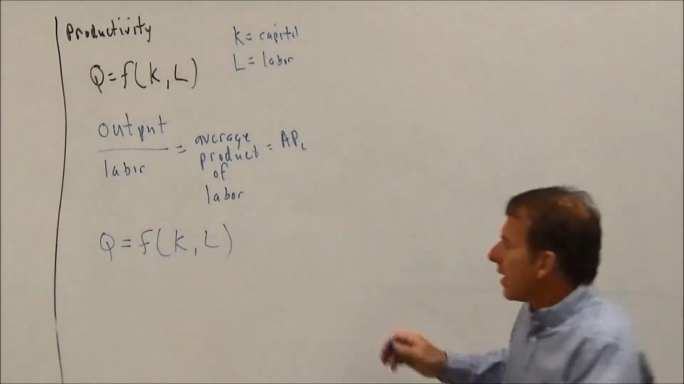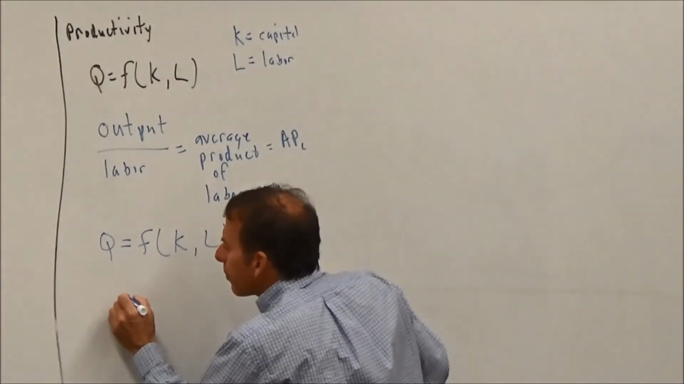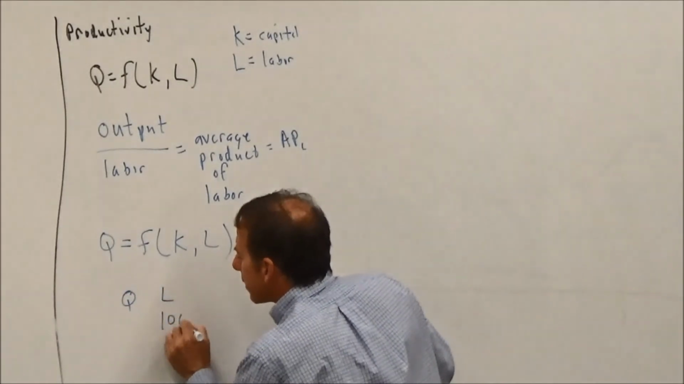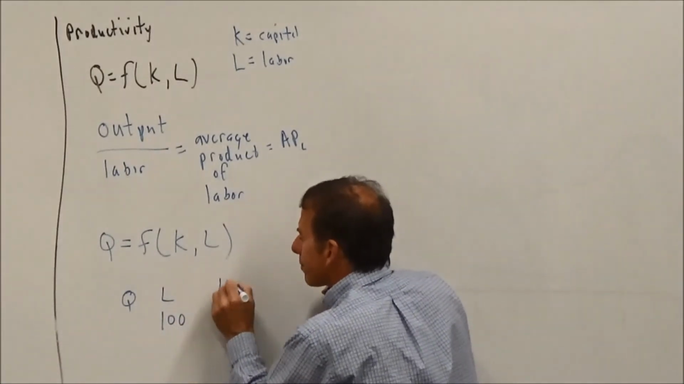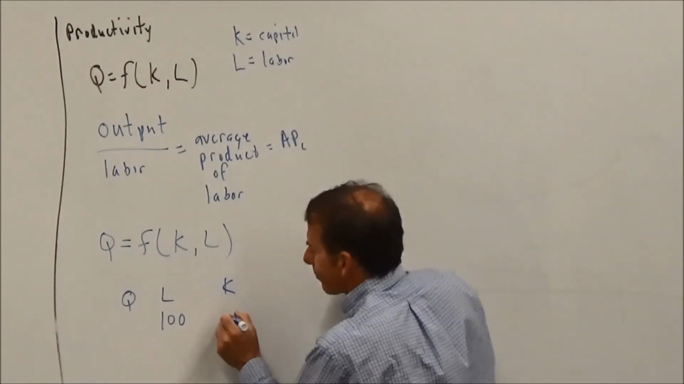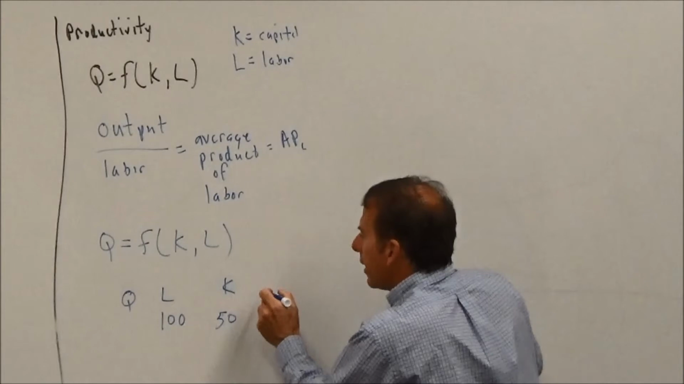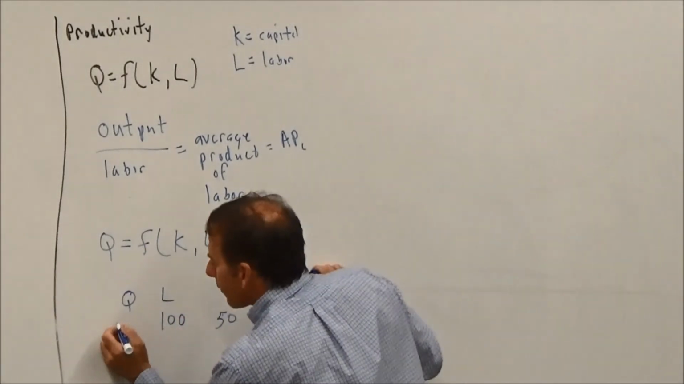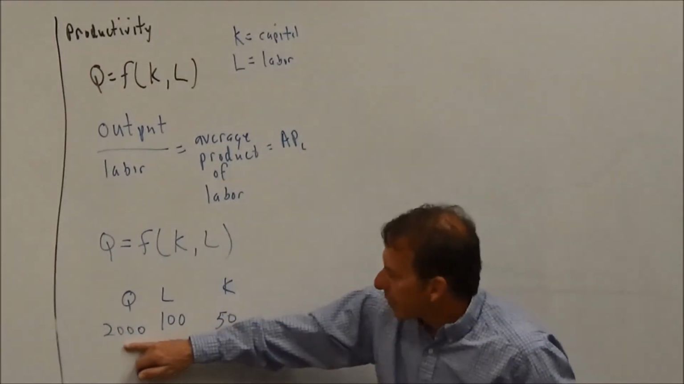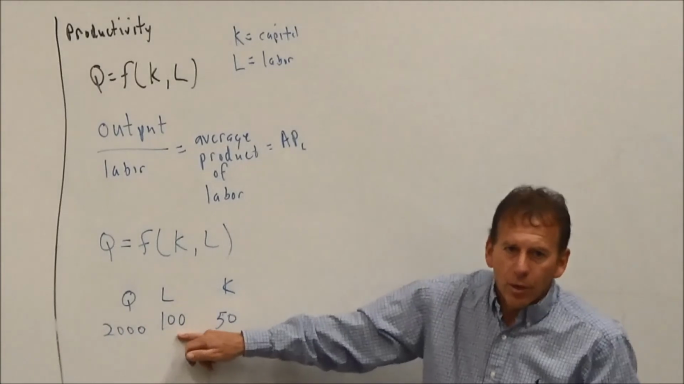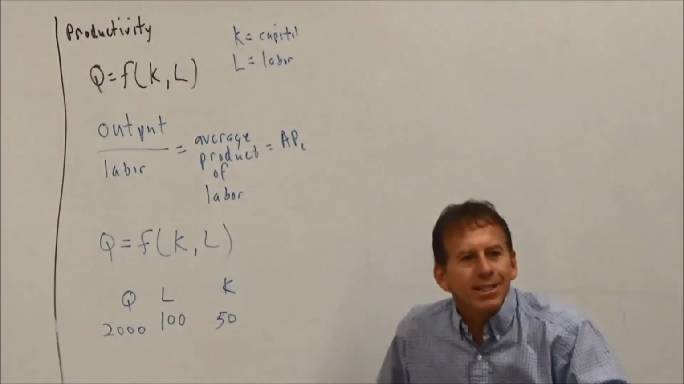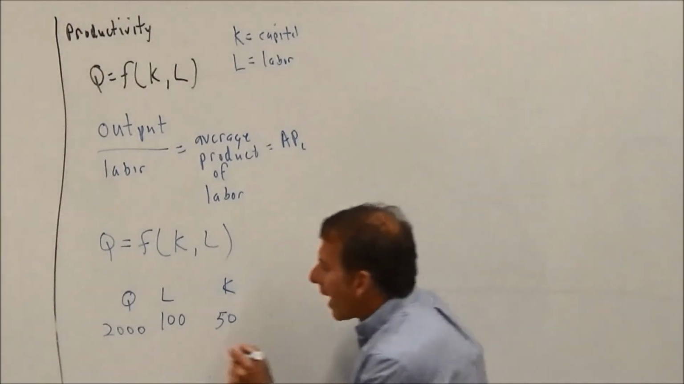So let's say their output when they have 100 employees, and I'll put capital in here as like 50, is they make 2,000 cars. So they make 2,000 cars with 100 employees, or they mow 2,000 lawns with 100 employees, whichever way you want to look at it. Then they want to see what you're worth. So they hire you.